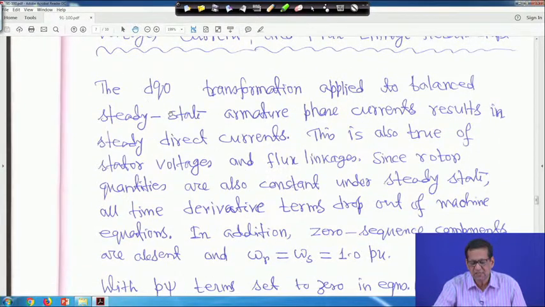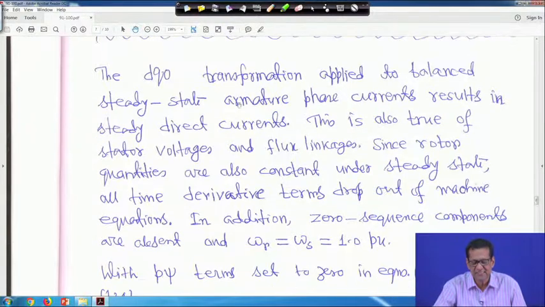The dq0 transformation applied to balanced steady state armature phase currents results in steady direct currents. This is also true of the stator voltage and flux linkages. Since rotor quantities are also constant under steady state, all time derivative terms drop out of the machine equations, because at steady state any term attached with p, that is d by dt, will be dropped, because at steady state those terms are 0.